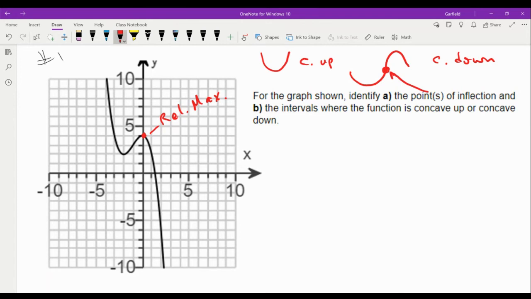So -1 and 3, which is right here. And I think that's correct, Cameron. So our point of inflection would be -1 and 3. Myrta, do you understand what we're saying? Are you okay with that?